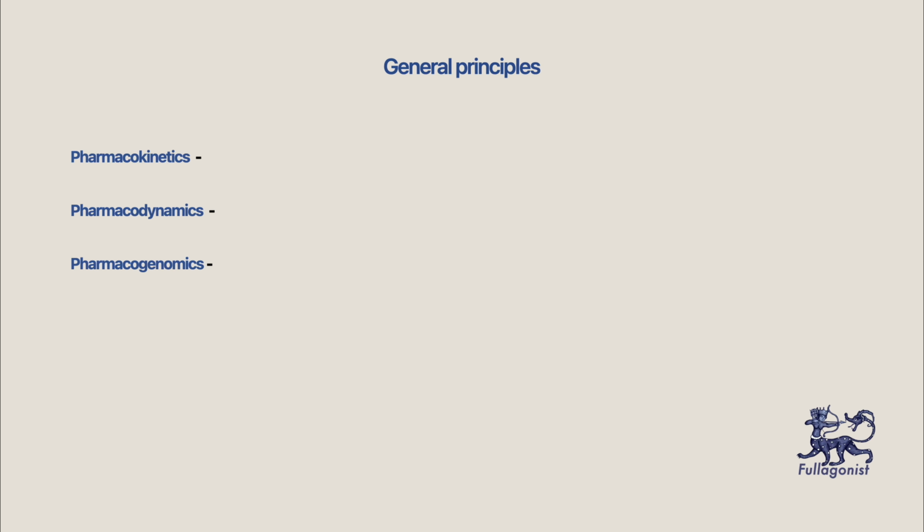General pharmacology has three main parts: pharmacokinetics, pharmacodynamics, and pharmacogenomics. Pharmacokinetics studies drug absorption, distribution, metabolism, and elimination, or to simplify, what the body does to the drug. Pharmacodynamics studies what the drug does to the body, and pharmacogenomics studies how genetics can influence the treatment, or why one drug works for one patient and not for another.